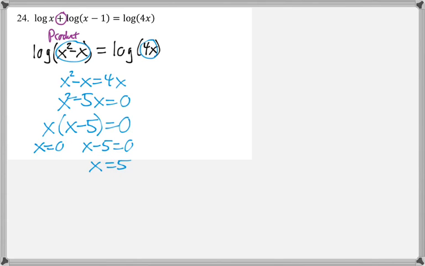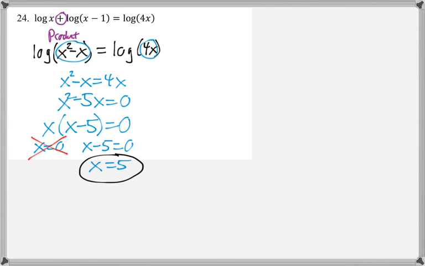So it can't make the inside of an original logarithm negative or 0. So if you plug 0 into here, that does make it 0. So that is not a solution. If you plug in 5 into here, it's okay. 5 minus 1 is 4, that's okay. 5 times 4 is 20, that's okay. So 5 is our final answer.